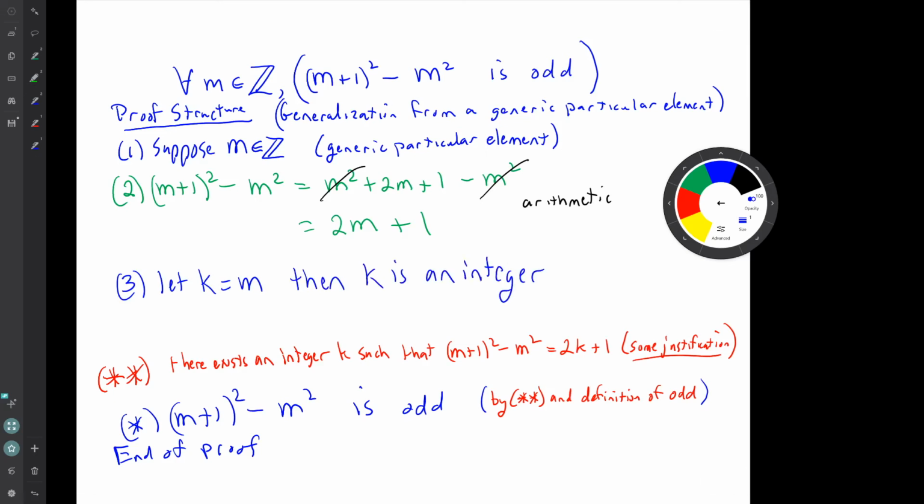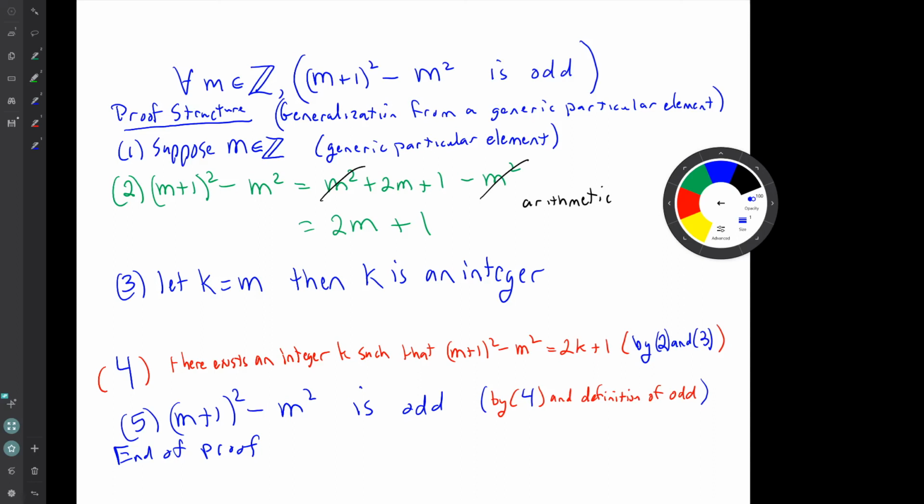And now we're ready to renumber that red step. That red step is going to have to be statement 4, and that is going to have to be justified by statements 2 and 3. And our last statement of the proof is going to have to be numbered statement 5, and its justification is going to have to be by statement 4 and the definition of odd. So now you see that we've filled in the entire proof.